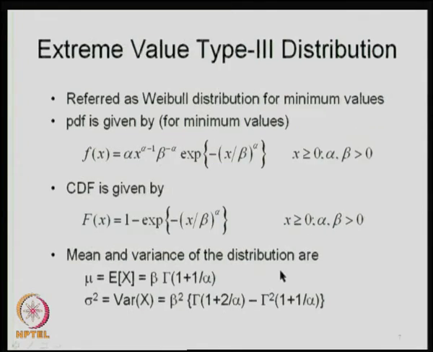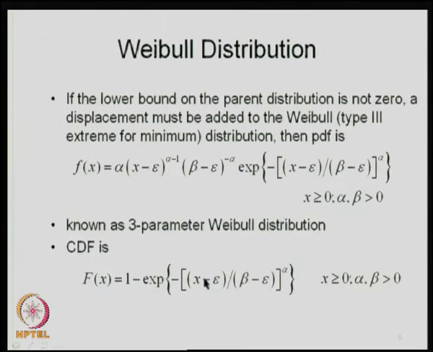Just compare this with our earlier CDF, where we had 1 minus exponential minus of x by beta. So, all we have done is we have subtracted a displacement parameter, x minus epsilon here and beta minus epsilon here. That is all the difference, and this is called the 3 parameter Weibull distribution, because it has an additional parameter of epsilon apart from the 2 original parameters alpha and beta.